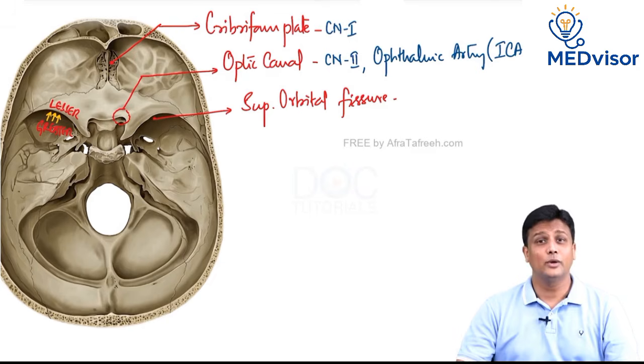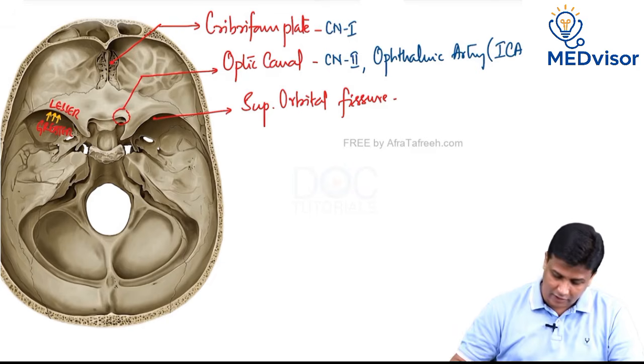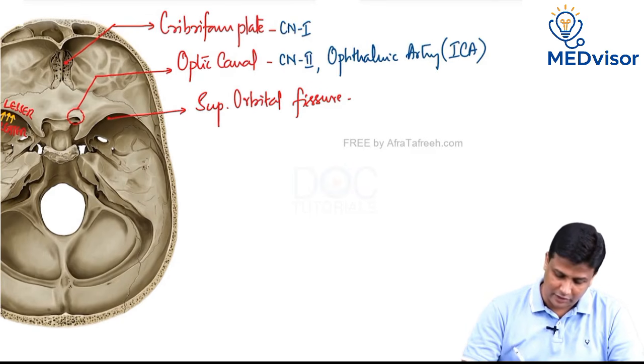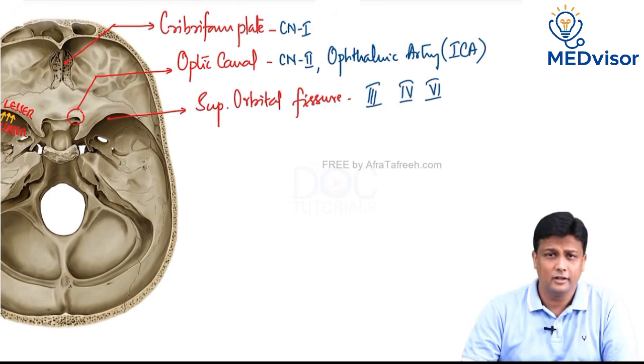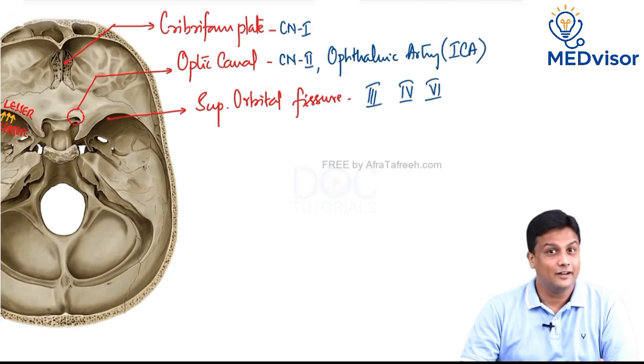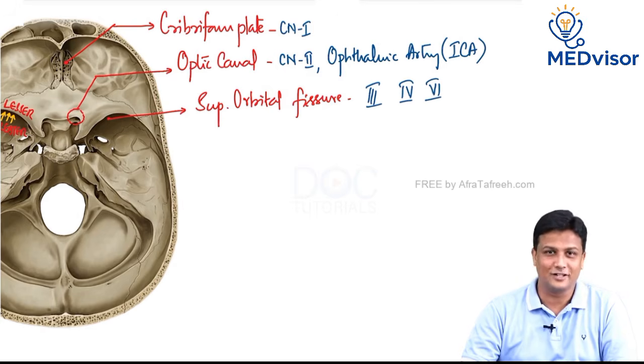And from where are they going to enter into the orbit? In the orbit, they are going to enter via the superior orbital fissure. So cranial nerve number 3, and then the cranial nerve number 4 and the cranial nerve number 6, guys. Oculomotor, and then the trochlear and the cranial nerve number 6, that is abducens. Now, what is the name of the cranial nerve number 5? Hope you are telling trigeminal nerve.